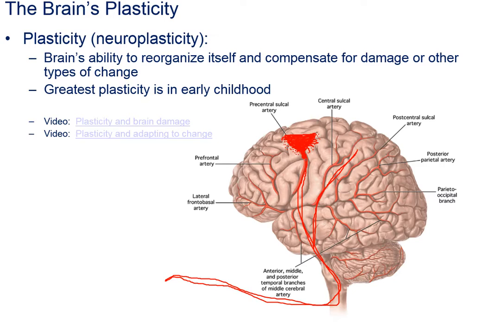These neurons then start processing some information that was being processed by the lost or dead neurons and retake some control over that. So I'm going to show you one video of plasticity related to brain damage, and then there's another one that doesn't involve brain damage, because sometimes just adapting to changes requires our neurons to communicate differently with muscles, and that is also a form of plasticity.